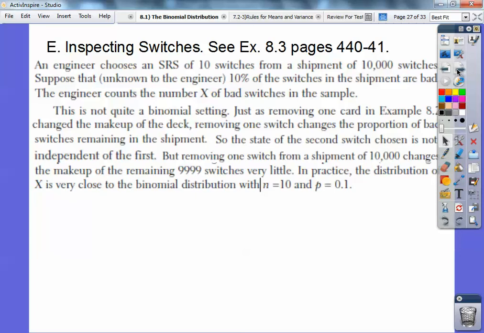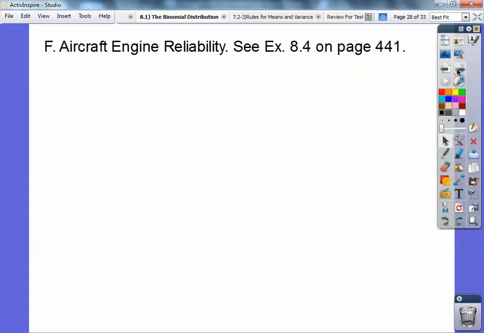But in this case, by removing one switch from a shipment of 10,000, it changes the makeup of the remaining 9,999 switches very little. So in practice, this distribution is very close to a binomial distribution. When you're talking about big numbers like this and you're only taking one away, where it doesn't change it that much, you can go ahead and set it up as a binomial distribution. You'll see that in the next lesson. We use this example, okay? In fact, my friend Gomer Pyle is going to help you with that lesson.